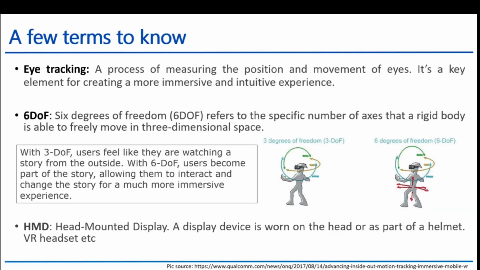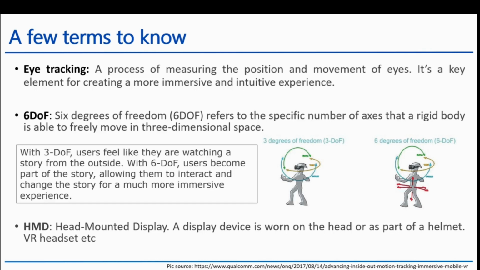So a few terms we need to know: number one, in the virtual reality space, there is a technology which is being used, which is called eye tracking. So let's find out what is eye tracking. It is a process of measuring the position and movement of eyes. It is a key element for creating a more immersive and intuitive experience, which means the moment you move your eye in an immersive technology like virtual reality, the camera actually processes and also captures the position of your eye.